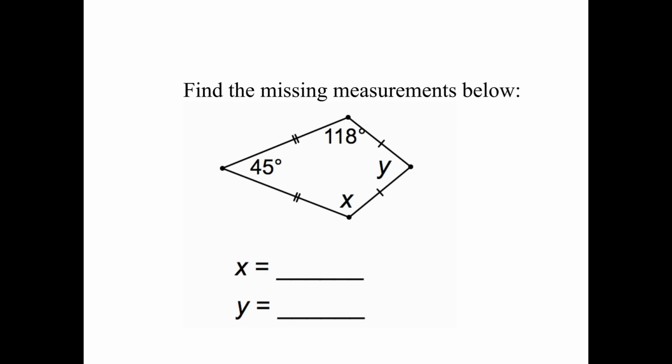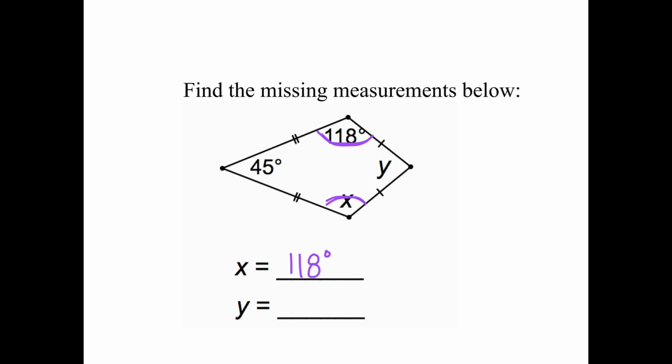The first one I'm going to draw attention to are the congruent ones. So 118 is congruent to the x. The non-vertex angles are congruent to each other. So the ones that are connecting the non-congruent sides, the non-vertex angles are congruent. So x is 118 degrees without any work.